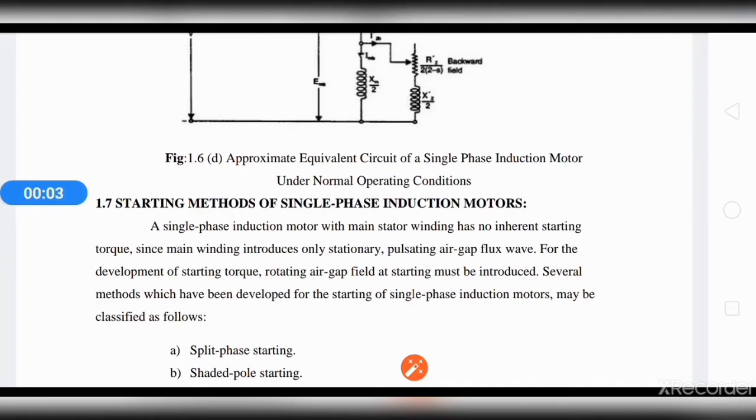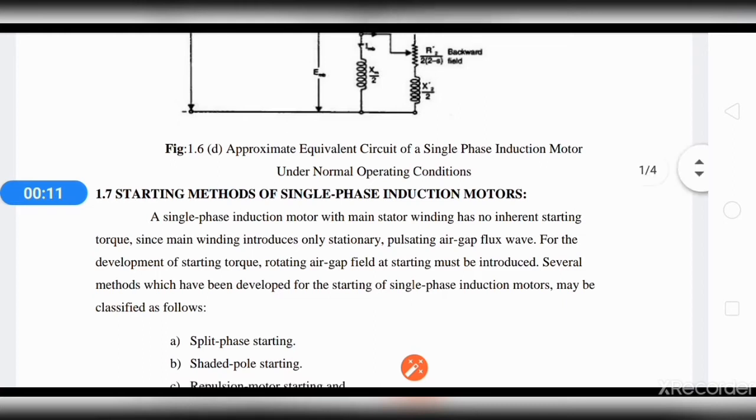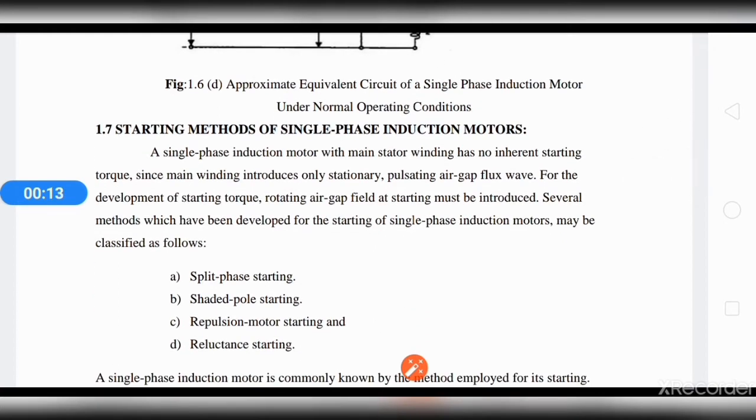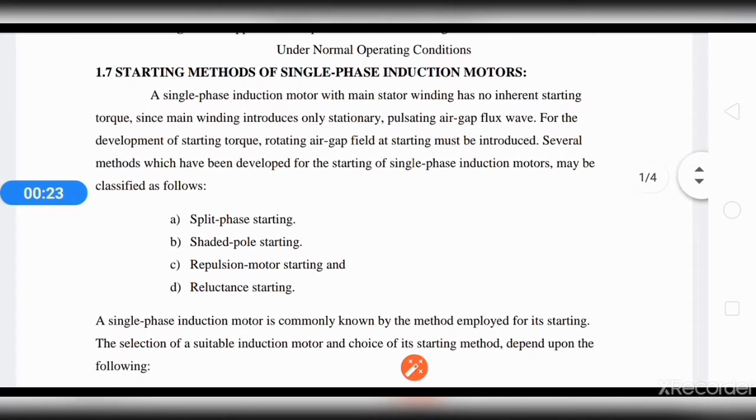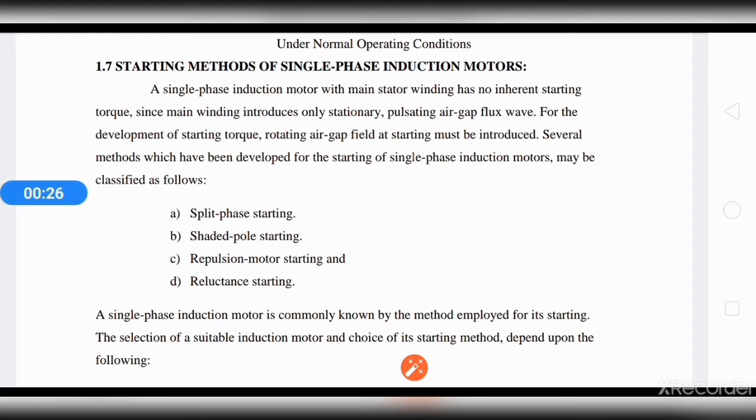Hello everyone. Today we are going to discuss lecture number 13, starting methods of single phase induction motor. In this method there are four types of methods basically. Depending on the method of starting, these are four types of single phase induction motor. Number one method is split phase starting method. Number two is shaded pole starting method. Number 3, repulsion motor starting method, and number 4, reluctance starting method.